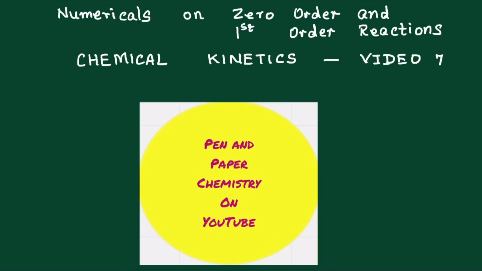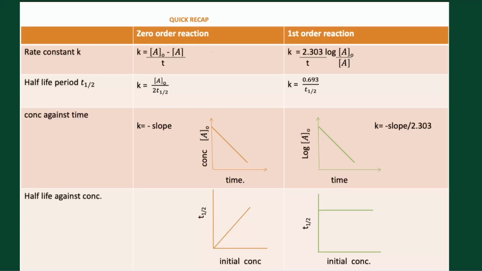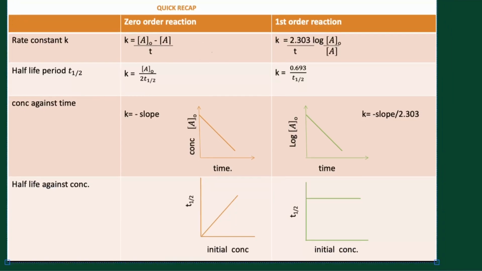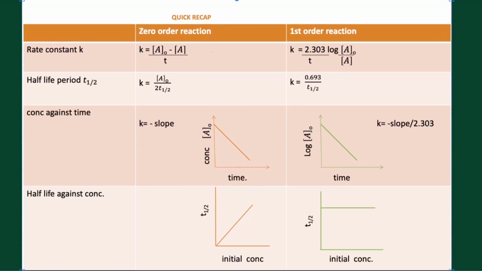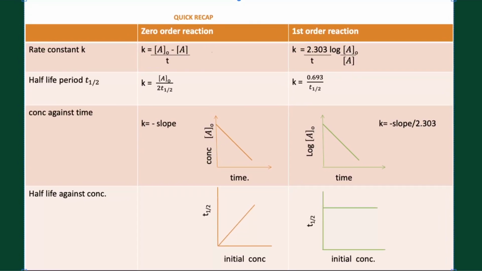This is Chemical Kinetics video number 7 and we are going to talk about numericals in this particular video. So make sure that you have your pen and paper ready because without that it will be difficult to grasp the numericals. A quick recap of what we've got over here, so you can actually make this chart yourself also, and maybe you can add more extra points to this when you go through it. So let's go through it one by one.